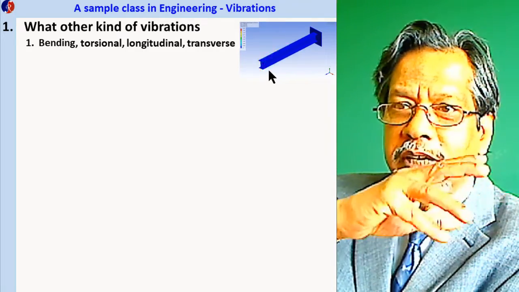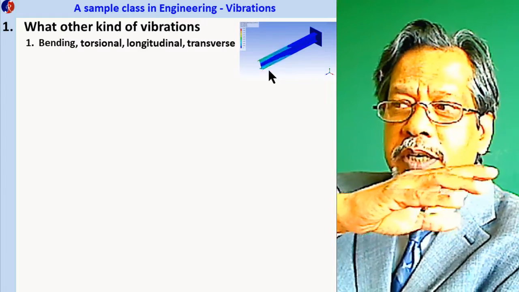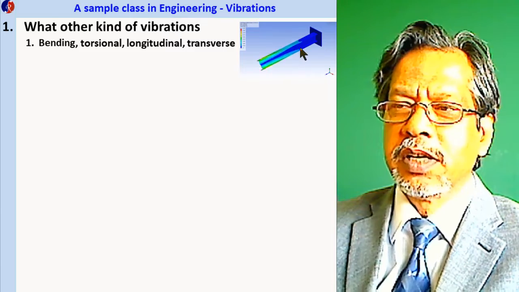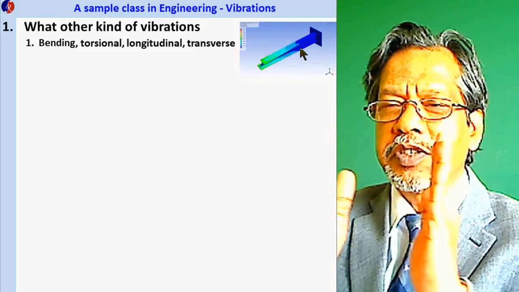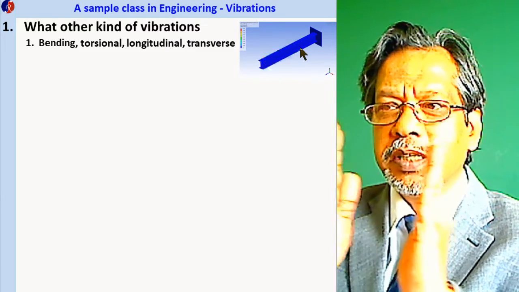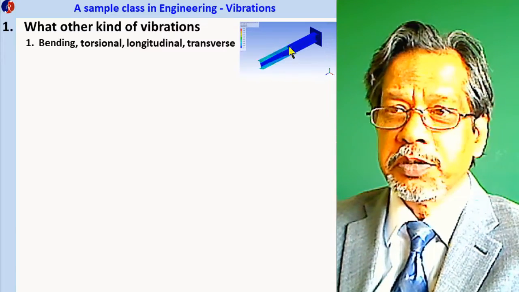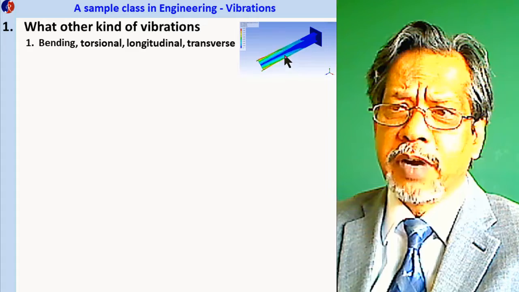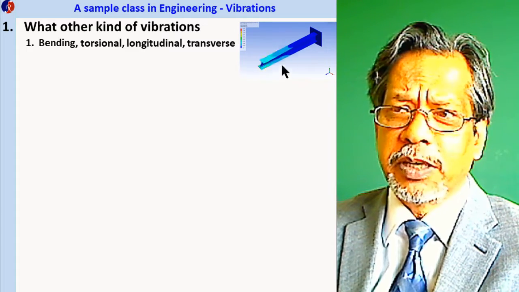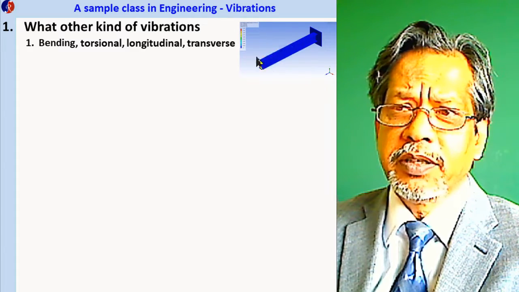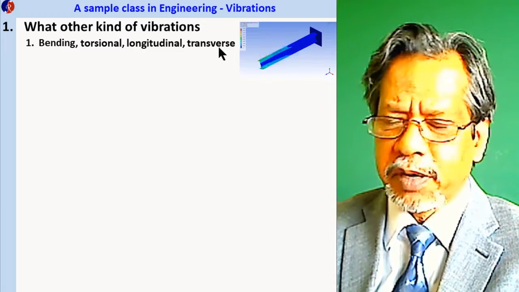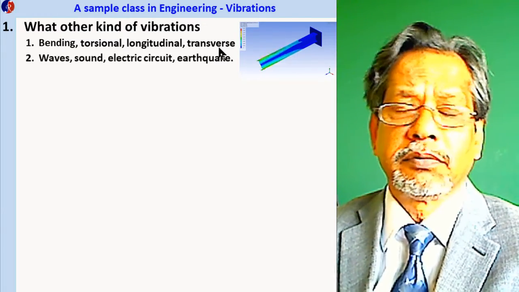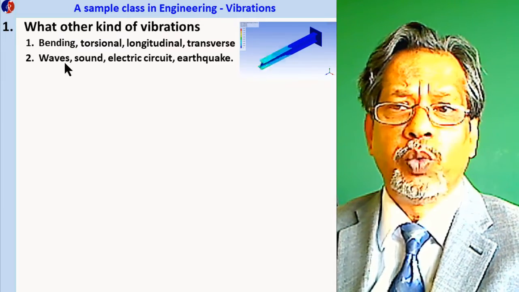It can twist, that's torsional. Also, it can vibrate back and forth. If I hit it with a hammer like this, there will be vibration that's compressing and extending the beam. That's longitudinal. Along the axis. If the displacement is perpendicular to that axis, it's going to be transverse vibration. For example, let's say sound waves.